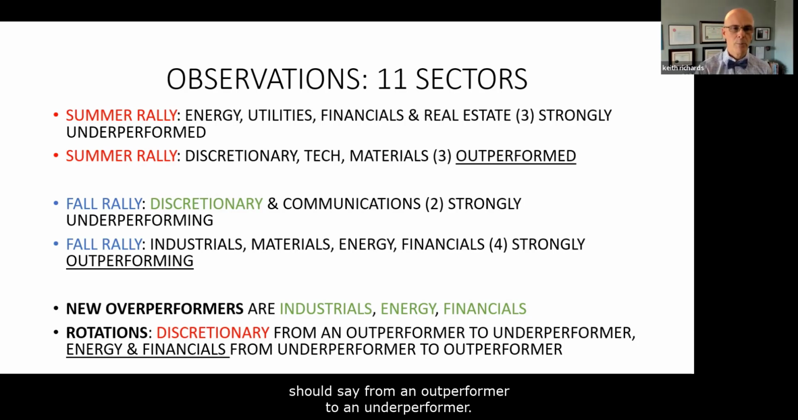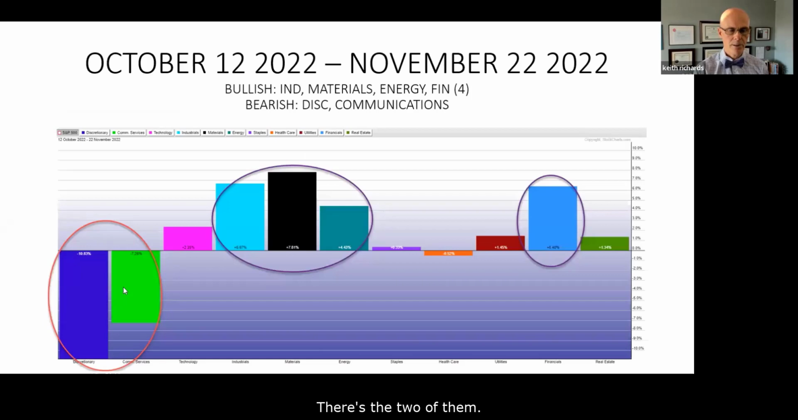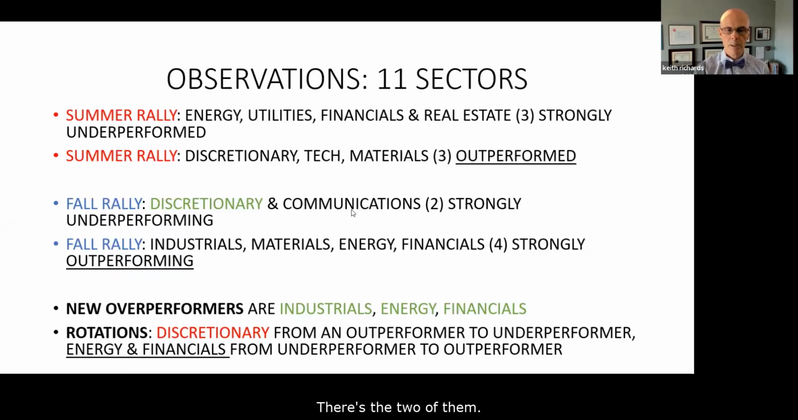I should say from an outperformer to an underperformer. So you can see that in the summer, discretionary was one of the outperformers, okay? We had discretionary and communications both underperforming. Remember, we just looked at it. There's the 2 of them, right? So we had those doing a lot less work in this rally than the rest of the sectors.